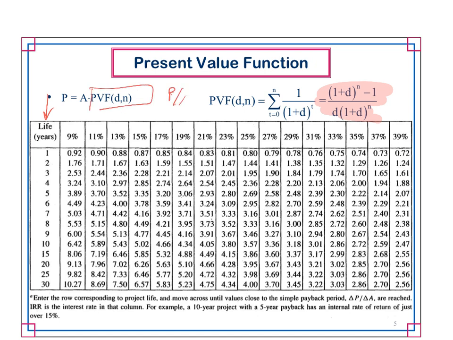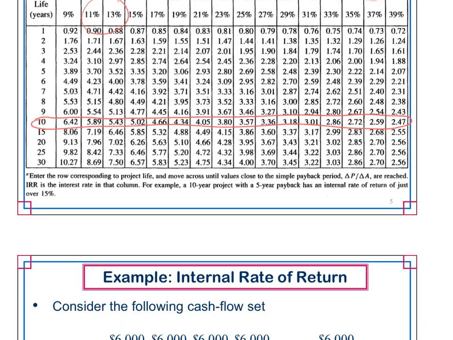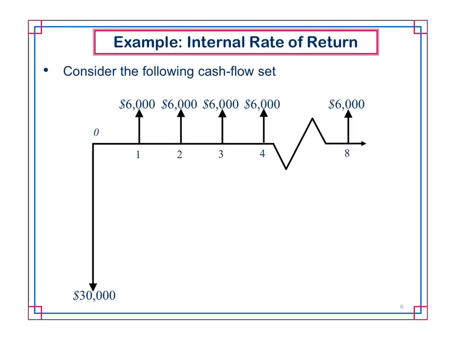So you're going to take your P and divide it by A and come up with a number. That's going to equal some number. So let's just say the life is 10. You're going to look in this row, and wherever the number is closest to that value, 5.89, 5.43, whatever, when you're closest to that value, it tells you what your internal rate of return is going to be for that specific investment. Okay?